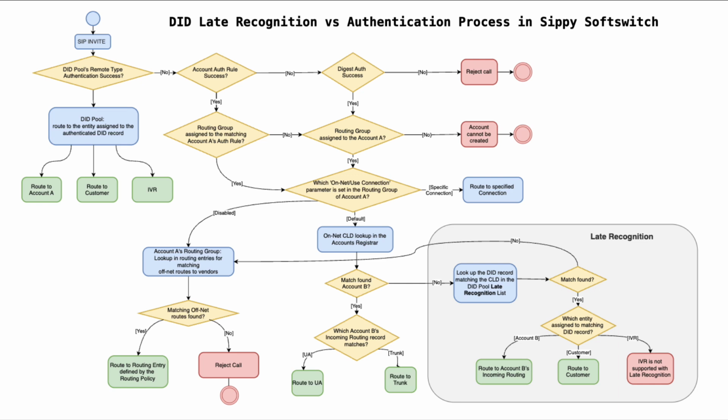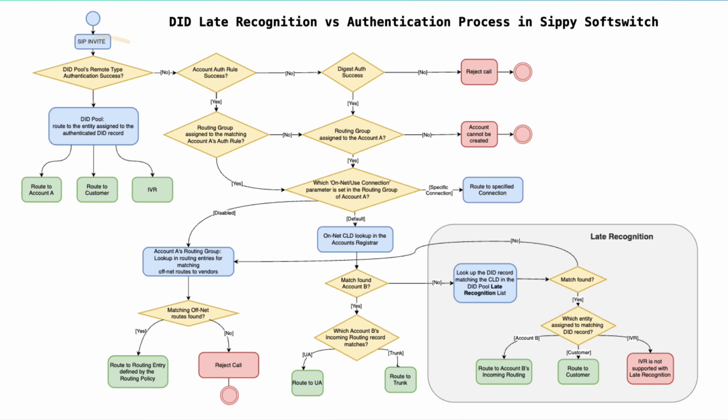In this session, we'll dive into the late DID recognition process. We'll explore why it's needed, how it differs from the three authentication methods, and the logic it uses to manage on-net call routing. Let's recall that Sippy uses different authentication methods for different types of call originators, allowing for distinct routing paths and charging mechanisms.